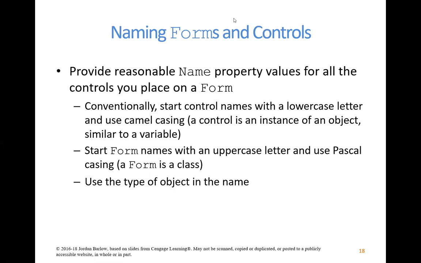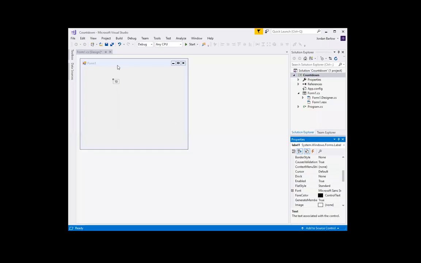So for example, here, instead of calling this label 1, I'm going to find the name property. They changed something in the latest version. Oh, here it is. Okay. So it's actually at the top. They put it in parentheses. So in your alphabetical list of properties, it's near the top.